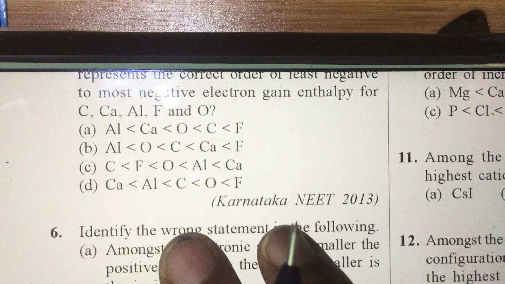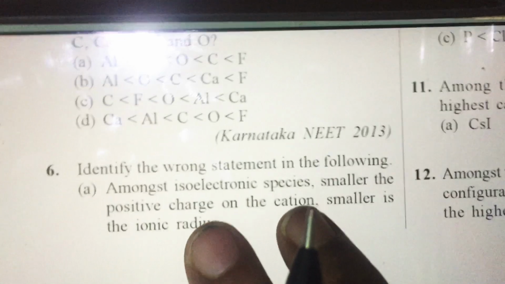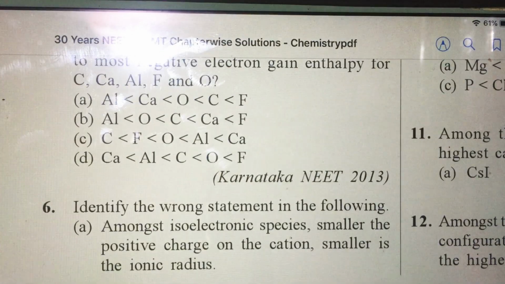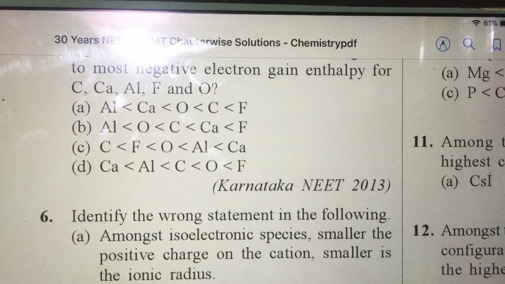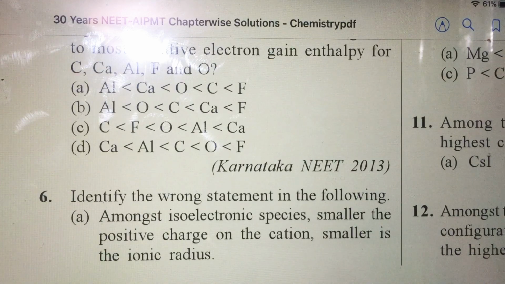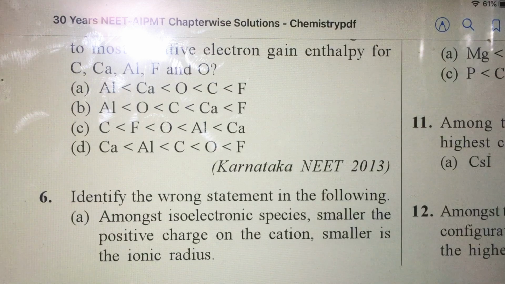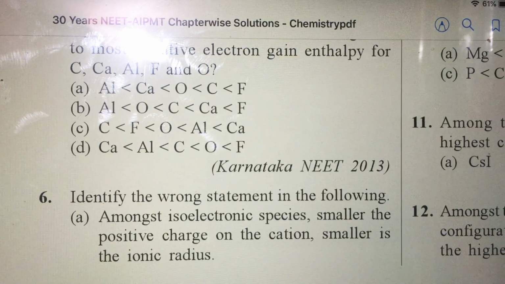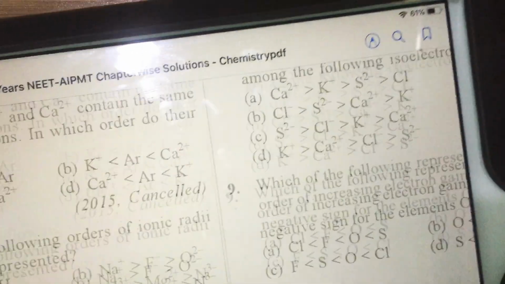Now let us look at the 6th question. Identify the wrong statement in the following amongst isoelectronic species. Smaller the positive charge on cation, smaller is the ionic radius. Notice, isoelectronic series means a series of ions which have the same number of electrons. In this, "smaller the positive charge on the cation, smaller is the ionic radius" is wrong. More positive charge makes size smaller. So the first option is wrong.